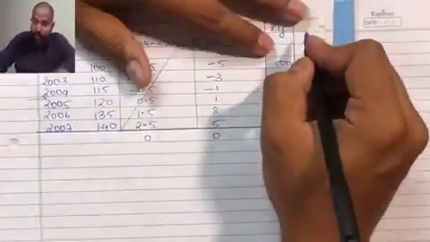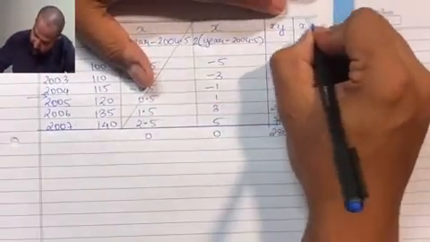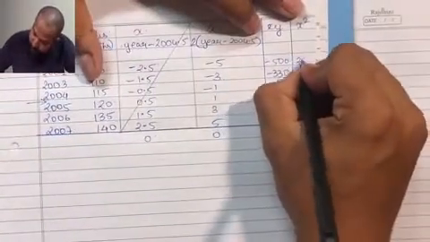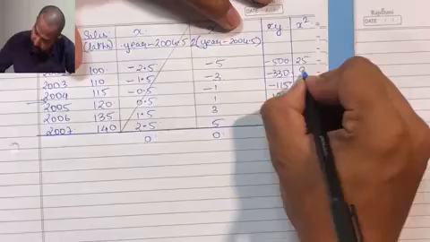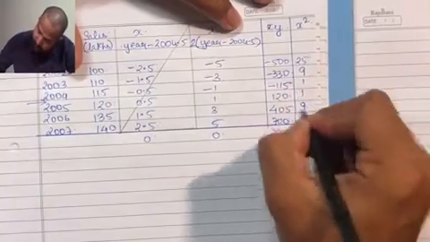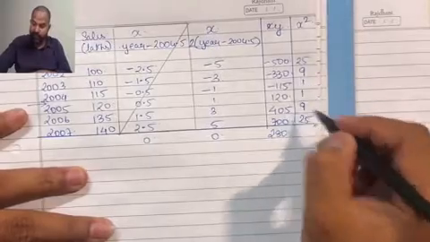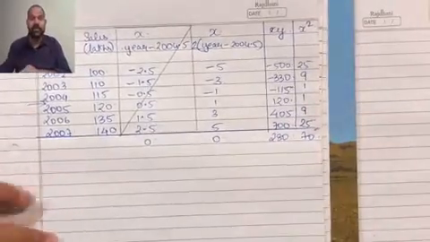The last thing, I have very little place, but I'm going to manage writing it here. X square. 5 square is 25, 9, 1, 1, 9, 25. 25 plus 25 is 50, 60, 70. So this works out to be 70.